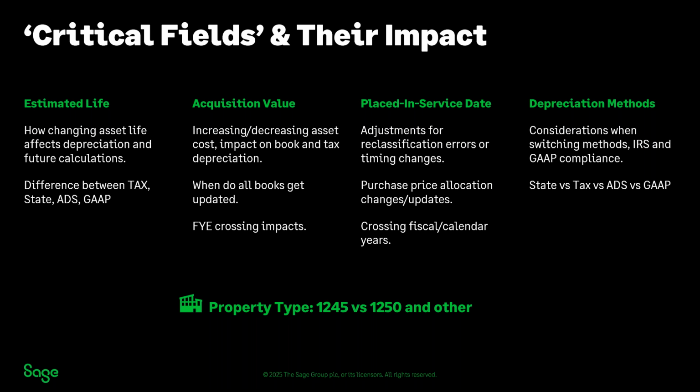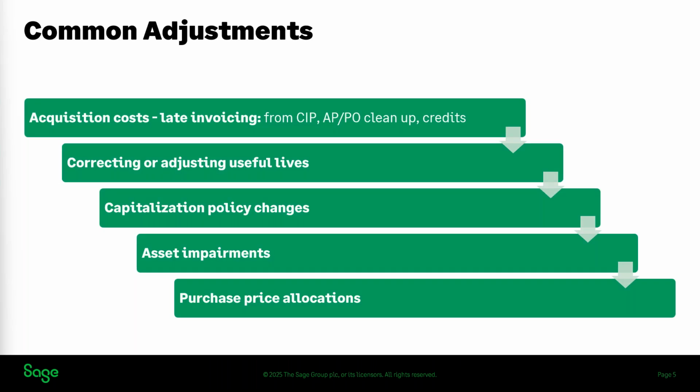So those are the 5 critical fields. And if you look at the data entry in the depreciation module, you'll see the first 5 fields in the book fields are these critical fields. So what do common adjustments look like? Acquisition costs could range from late invoicing to progress payments to credits, right? So again, coming from CIP, AP, PO, late invoicing always happens in fixed assets.